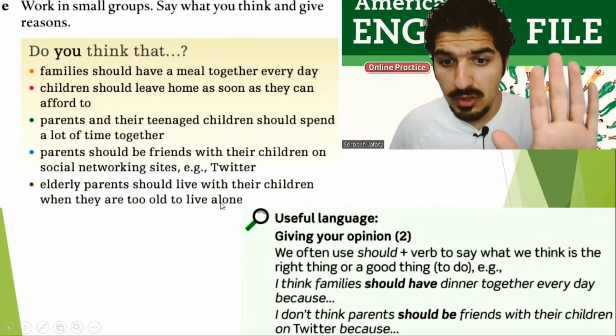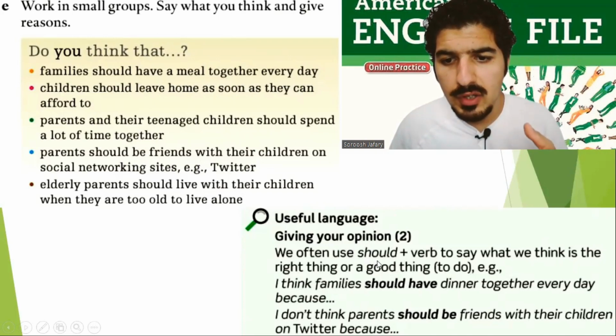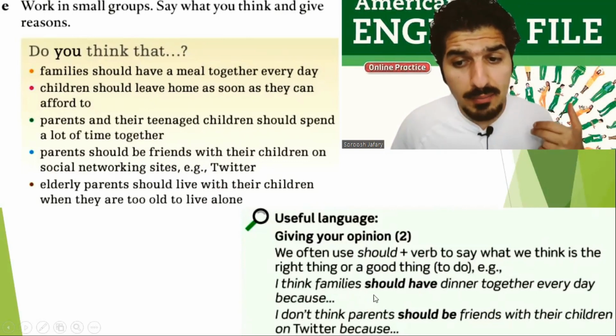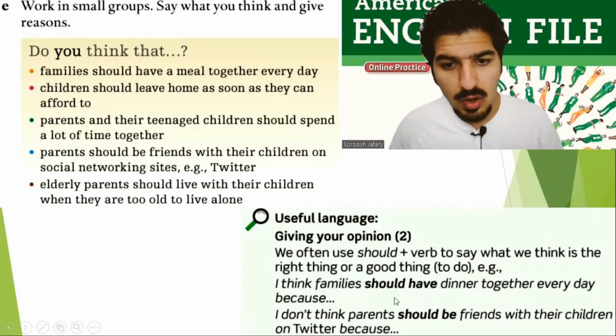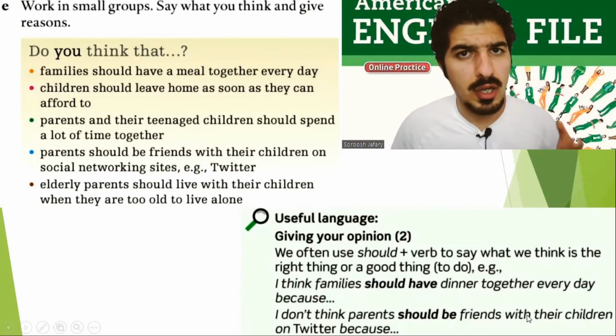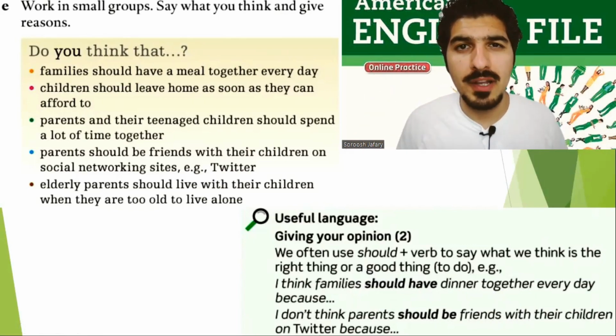Now, before you start talking, everyone giving your opinion. We often use should plus verb to say what we think is the right thing or a good thing to do. For example, I think families should have dinner together every day because... or I don't think parents should be friends with their children on Twitter because... So that's how you express your opinion.